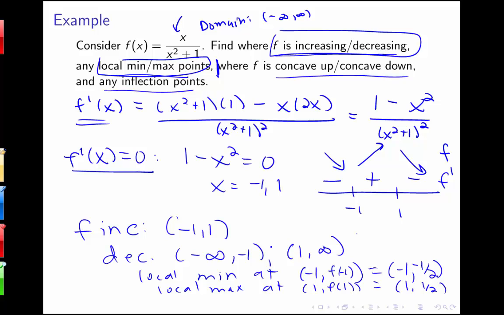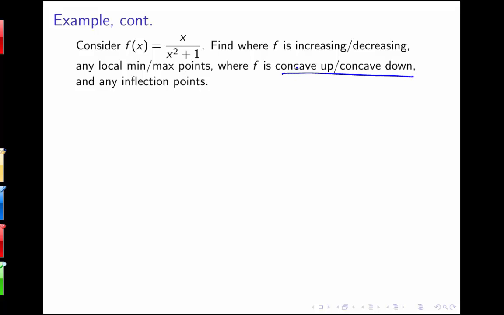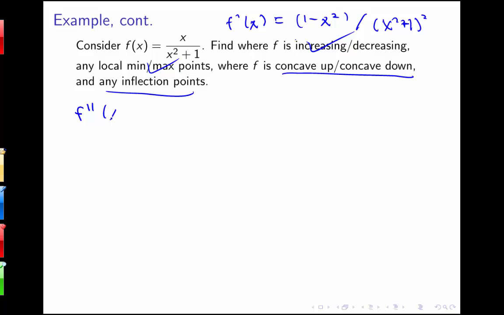Okay, so now I'm trying to do this part because we've already done these two pieces. Remember that my first derivative was 1 minus x squared all over x squared plus 1 squared. So I'm going to have to take the derivative of that now using the quotient rule again. So my second derivative will be equal to x squared plus 1, squared, that's our bottom function, times the derivative of the top function, which is negative 2x, minus our top function, times the derivative of our bottom function.